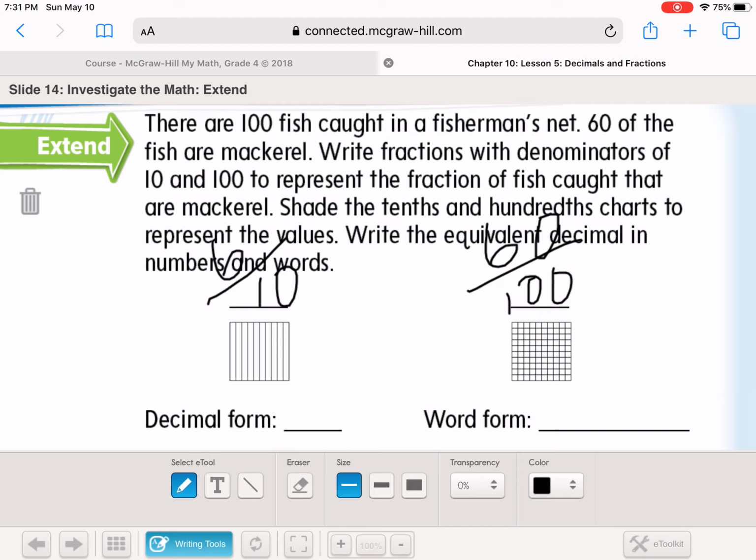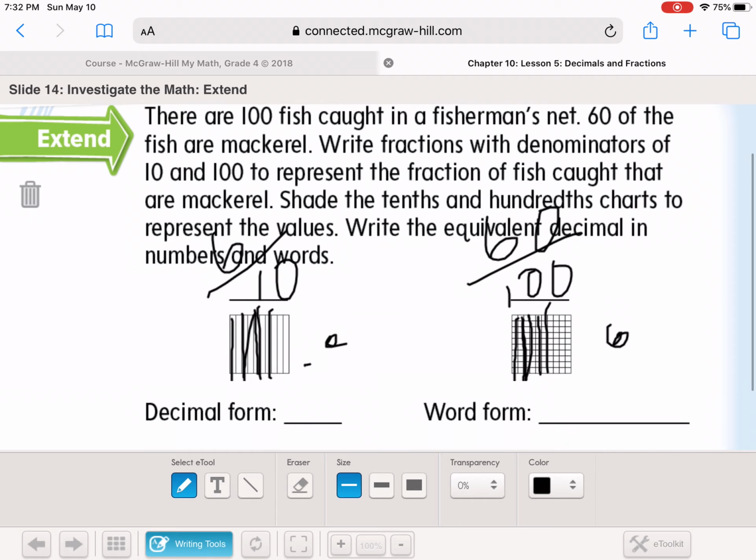Okay, this is cut into 100 squares. This one is cut into 10. This one is cut into 100. So I'm going to color in 6: 1, 2, 3, 4, 5, 6. Then 1, 2, 3, 4, 5, 6. Okay. Decimal form is 0.6 or 0.60.